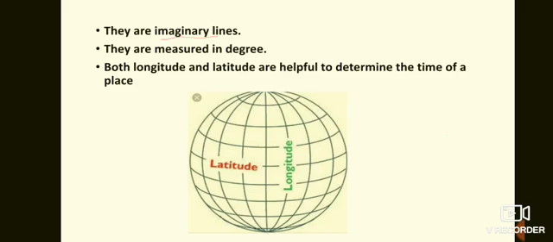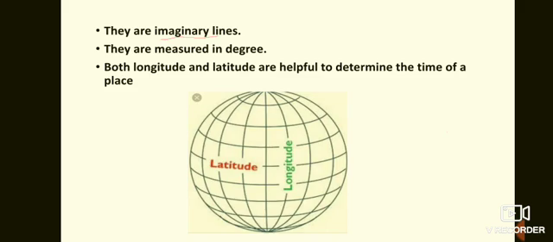They are measured in degrees. The value given after measuring the longitude and latitude is in degrees. Both longitude and latitude are helpful to determine the position of a place.